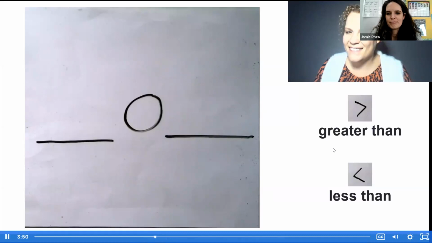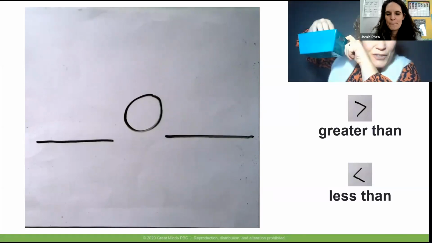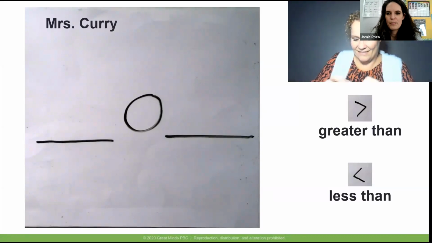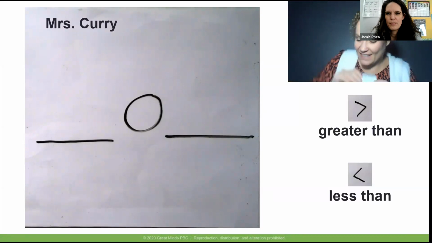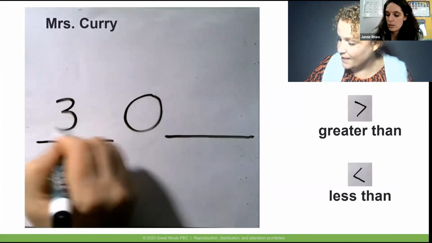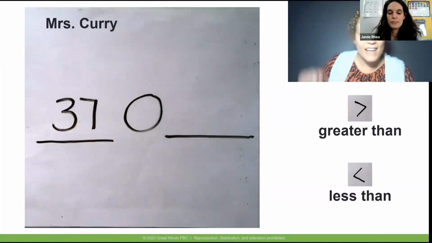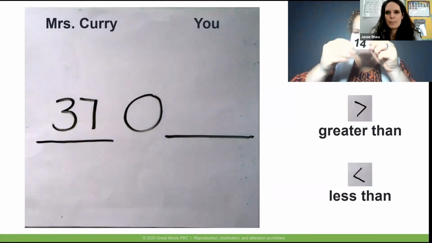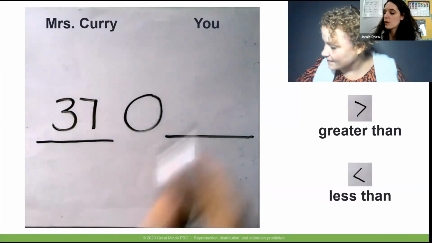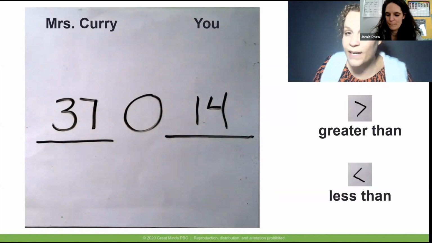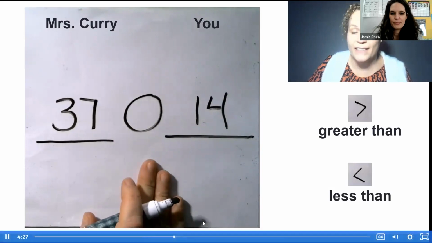I'm going to draw a number out of this box, and this will be my number. 37. We'll always write my number first. Okay, so follow her, 37, on your board. Next, I'll pull one out. That'll be your number. 14. So let's make a 14. Whoever has the greater number will get 1 point. Take a moment to write in the correct symbol.